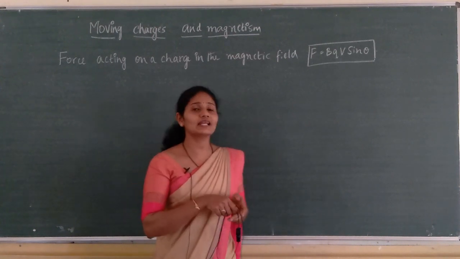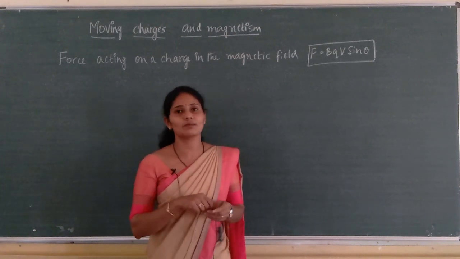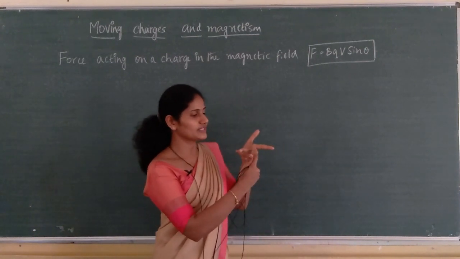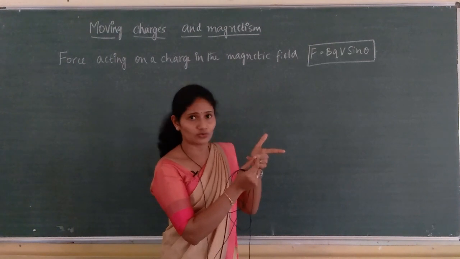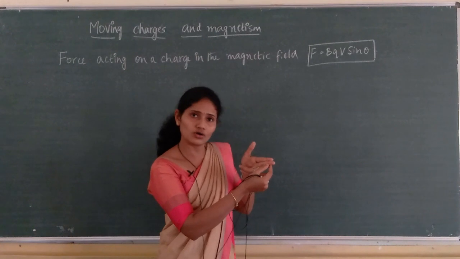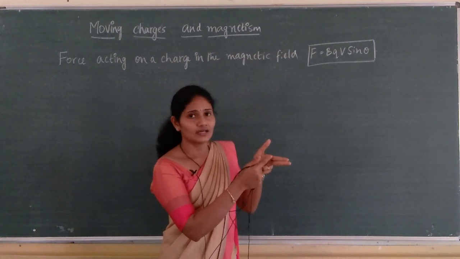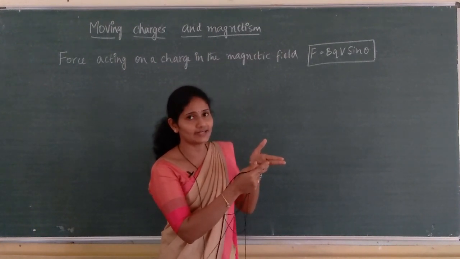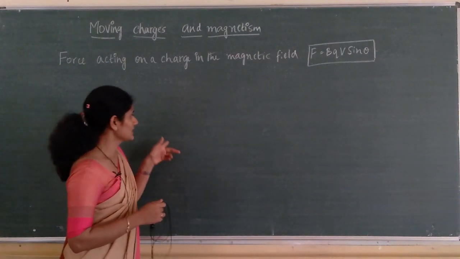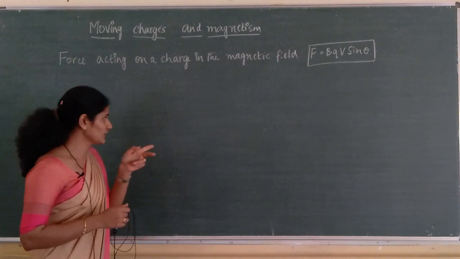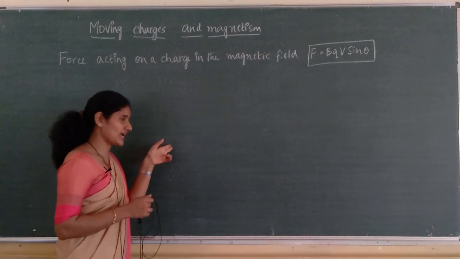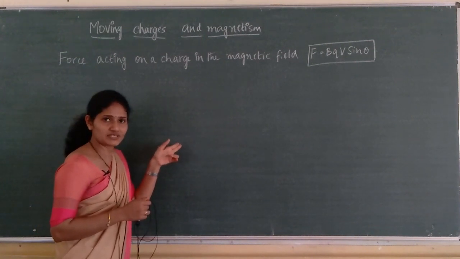If theta is equal to 0, what is theta? Theta is the angle between velocity and the magnetic field. If the angle between these two, theta, is equal to 0, that means there is no angle between magnetic field and velocity, or we can also say that the direction of magnetic field and the velocity are the same. If the particle is also moving in the same direction as the magnetic field, then the angle between them is 0.